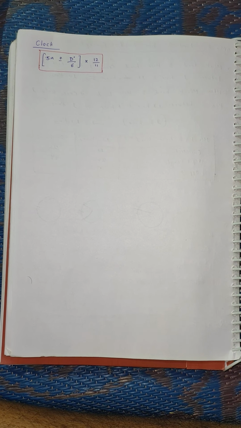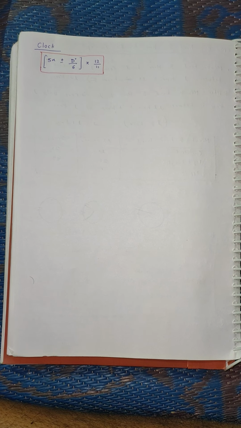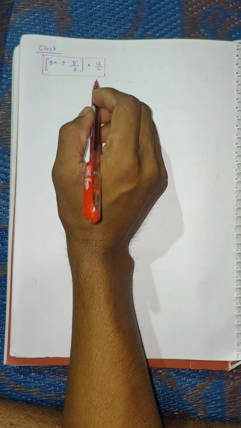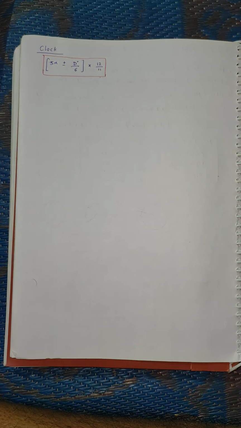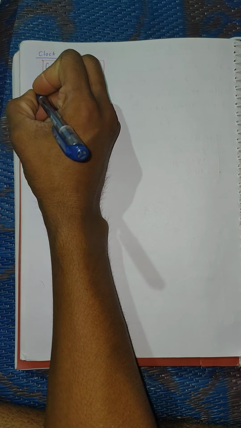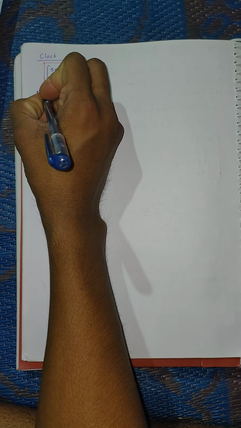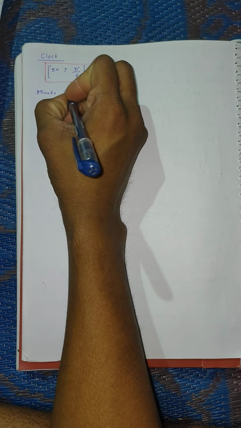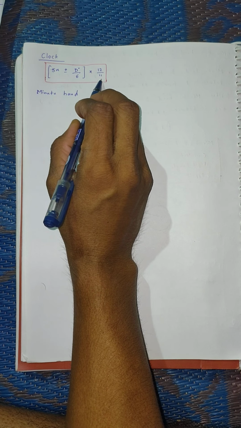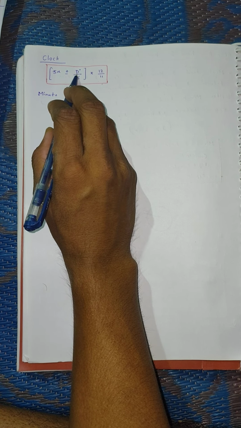Now let us continue with the chapters of clock. In last sessions we have just discussed this formula, but how this formula comes we have not discussed. So let us continue from that. Now first, minute hand. This formula is used to find the time when the angle between minute and hour hand is given.